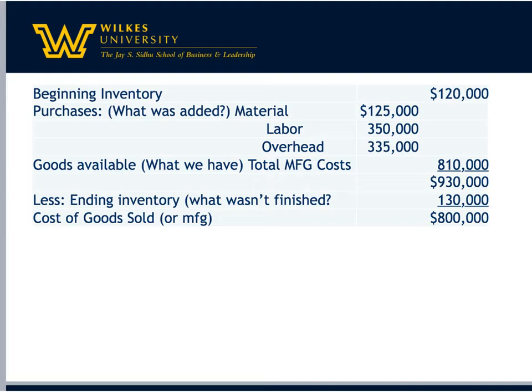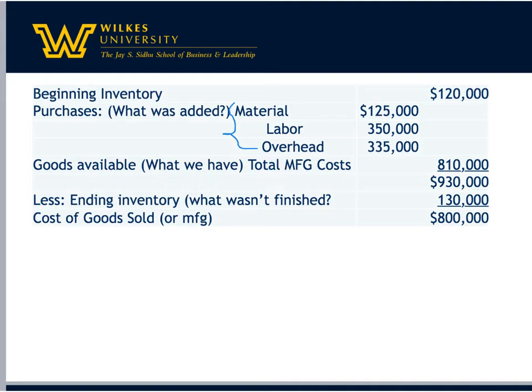This is the formula you're familiar with, and this is the formula that will help you solve a lot of the problems. So instead, if you think individually, we've got beginning inventory plus purchases. Well, what is the purchases? What did the department add? Well, the department paid for material, labor, and overhead, or the manufacturing process paid for material, labor, and overhead, depending on how you cost each of your items.